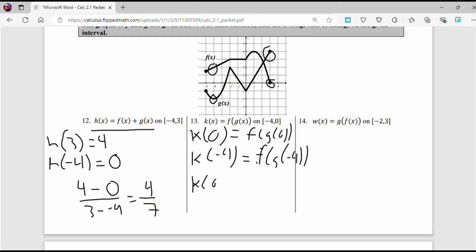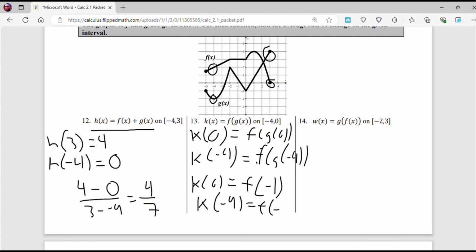K of 0. What is g of 0? G of 0 is the bottom graph. G of 0 is -1. So k of 0 is f of -1. K of -4 is f of -4.